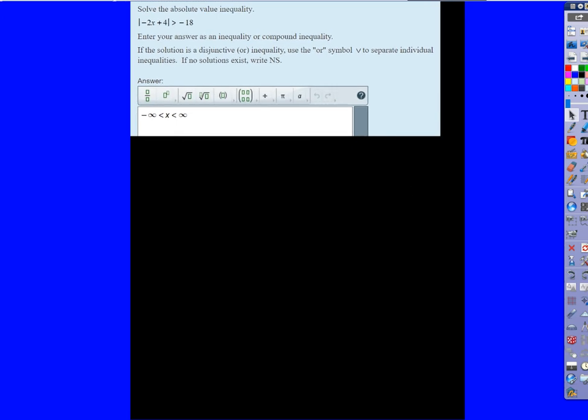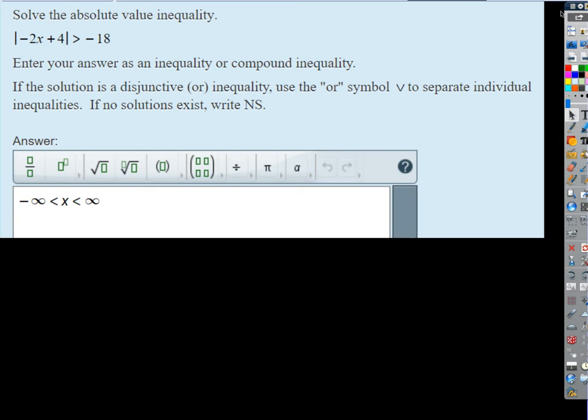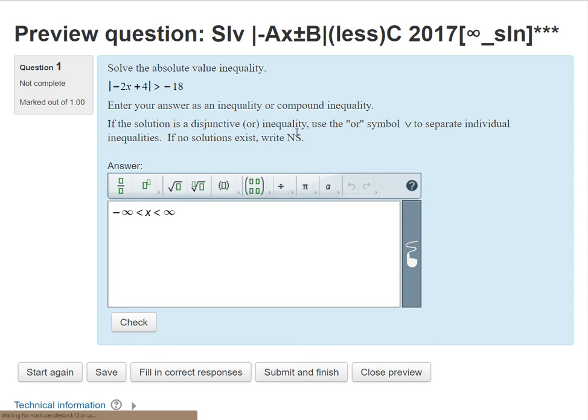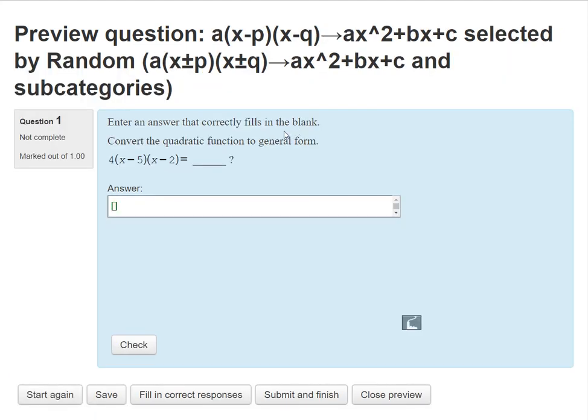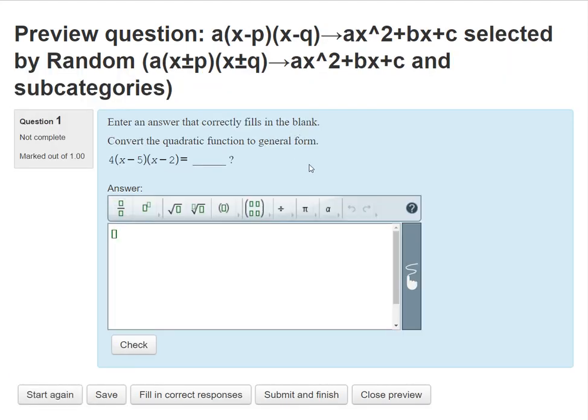All right, so that was 4.2. Let's take a quick stroll through 4.3. See if there's anything in there that we need to fine tune. Okay, look at this one. Convert this to general form.